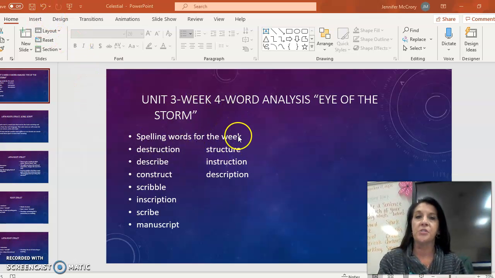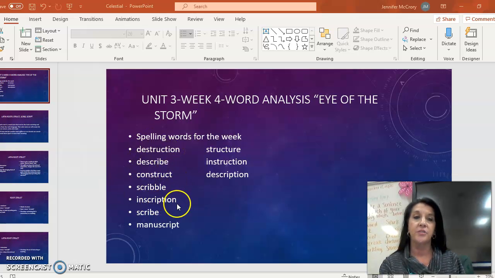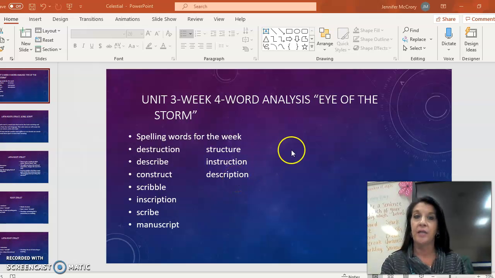Our spelling words for this week are going to be destruction, describe, construct, scribble, inscription, scribe, manuscript, structure, instruction, and finally, description. All right, let's go ahead and take a look.